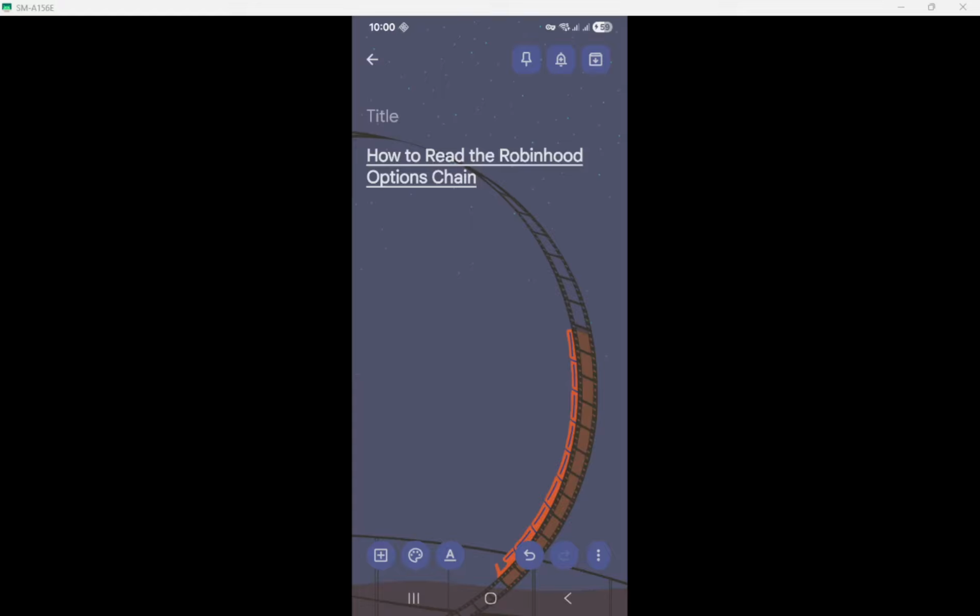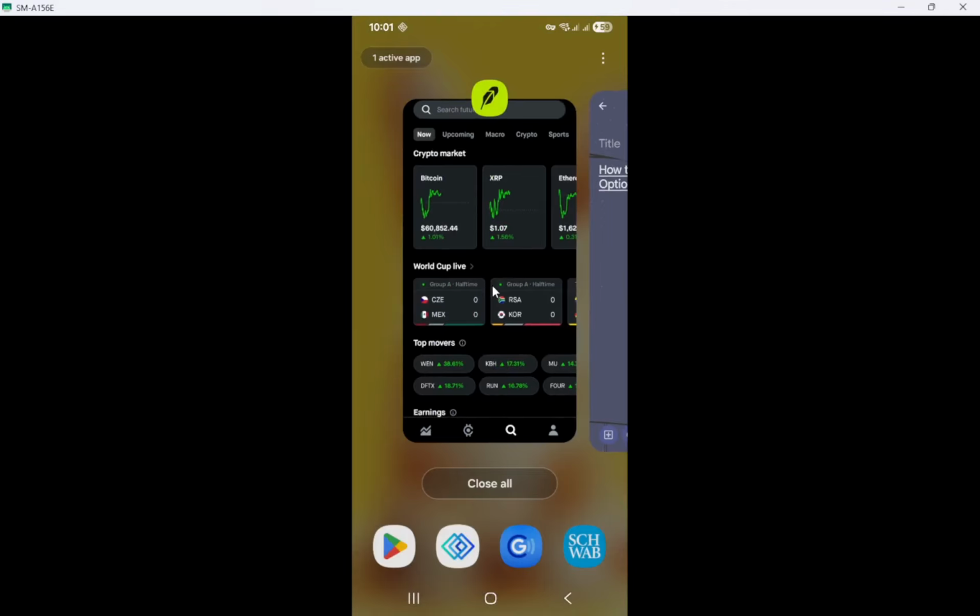In today's video, I'm going to teach you how to read the Robinhood options chain. Let's dive right in so you can start making informed decisions on your trades. First, you'll need to open a stock on Robinhood. Once you have the stock screen open, tap on Trade and then tap on Trade Options.